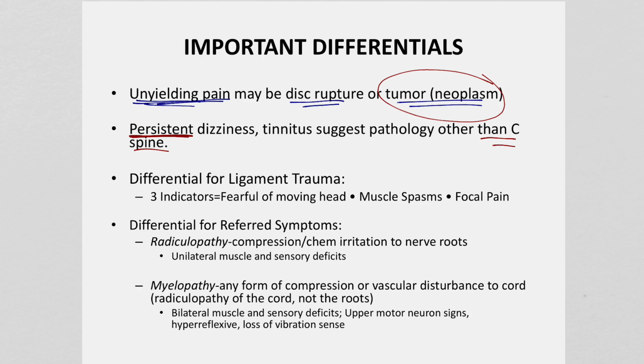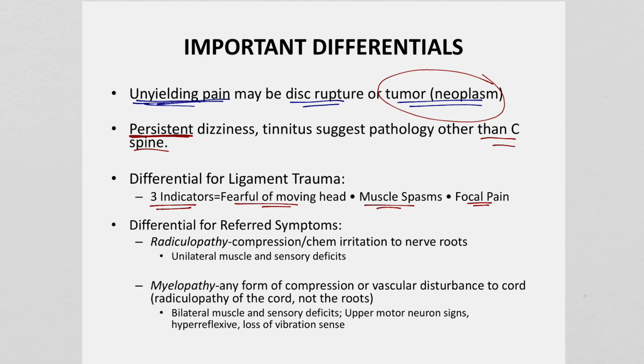So let's go with ligamentous trauma first. If we have a ligament injury, there are 3 indicators of that. First of all, the patient typically does not want to move their head. And the reason they don't want to move their head is because if there's ligamentous trauma or even muscular trauma for that matter, you'll see the muscles surrounding that ligament spasm, and then they'll have very focal pinpoint pain. So they'll be able to locate that pain very specifically. So that helps you rule in ligament trauma, right?